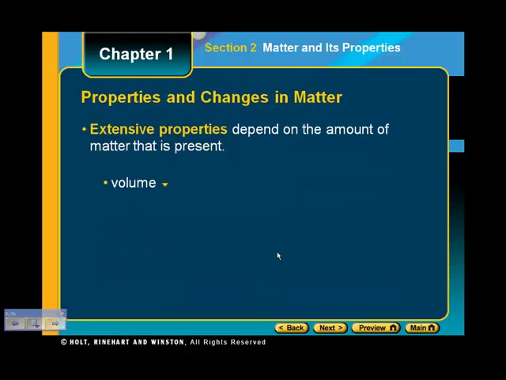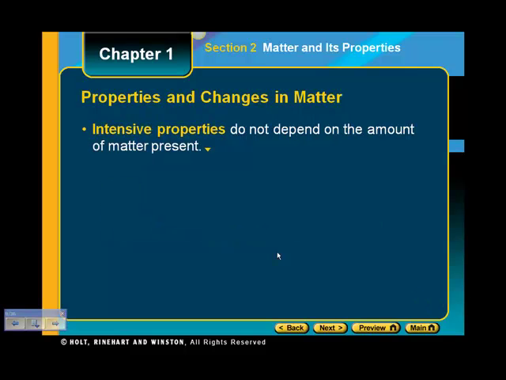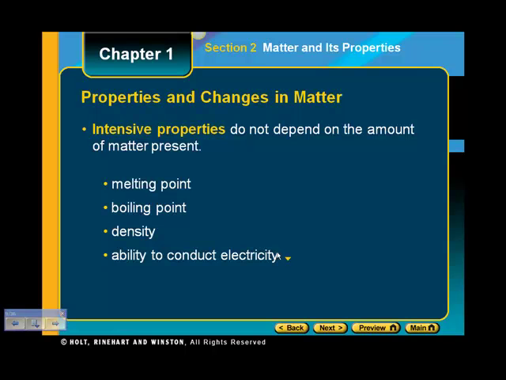Here are our extensive properties, and we described these just a minute ago. Volume, mass, the amount of energy in a substance. Okay? An intensive property does not depend on the amount of matter that's present, such as the melting point, the boiling point. These things don't change. The density of a substance, its ability to conduct electricity. If you have a little bit of it, it'll still conduct electricity. If you have a lot of it, it still will, right? If it does, it will.